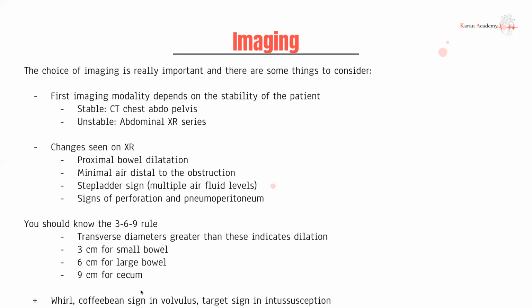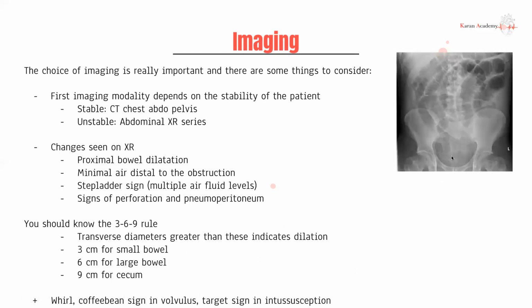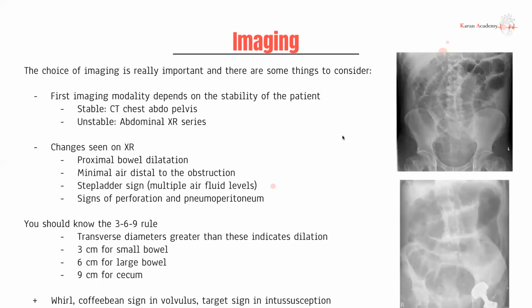You can also have a whirl sign and a coffee bean sign in a volvulus and a target sign in intussusception. And going back to our two differences, what I want you to appreciate firstly is how this is more peripheral, right? It's in the ends. This is more central. I want you to appreciate how the transverse diameter of this appears to be wider than this. And lastly, I want you to appreciate how these lines, as you can see here, are only going halfway.